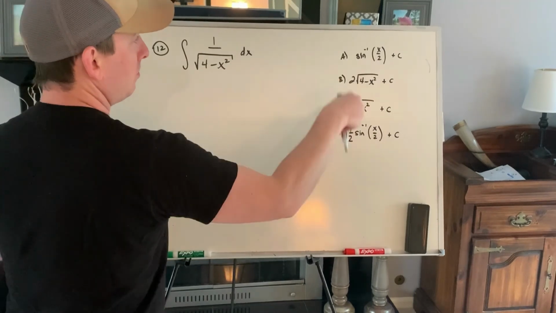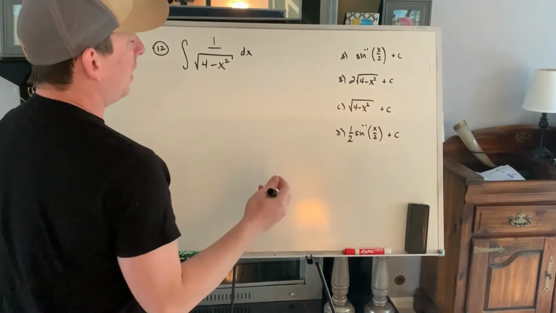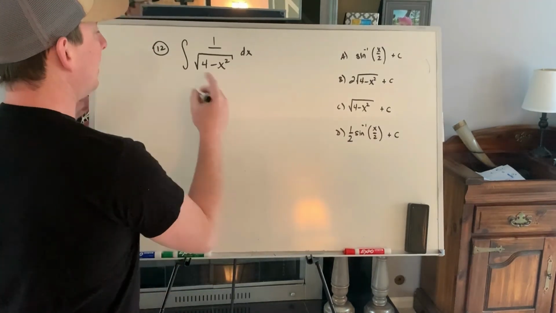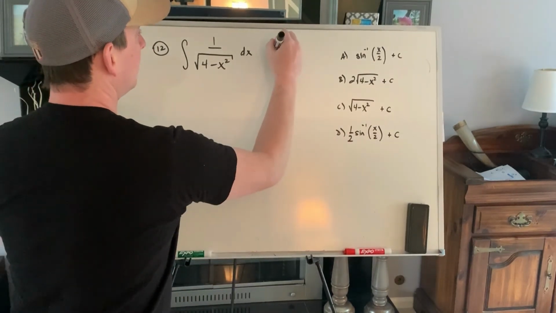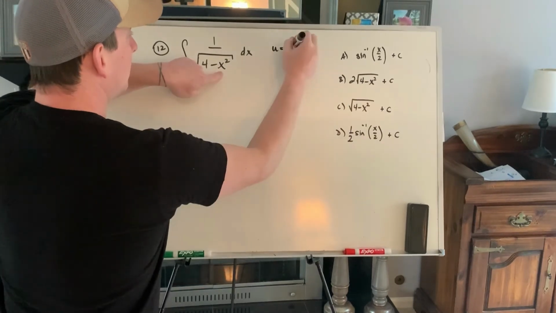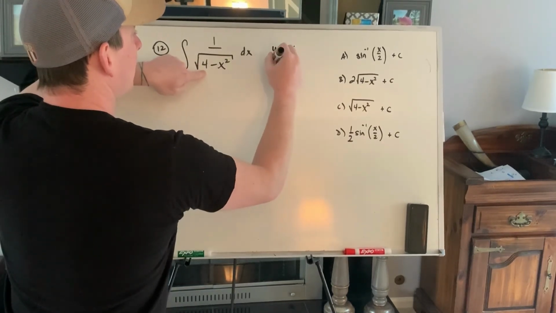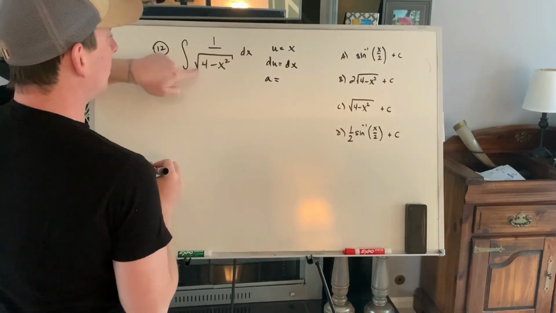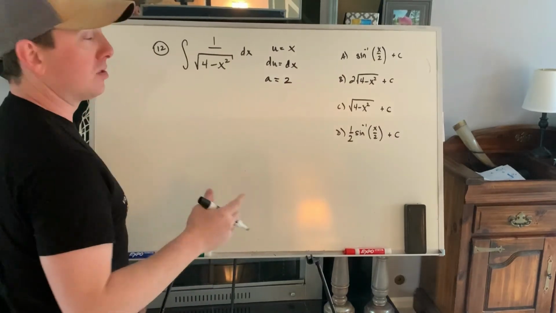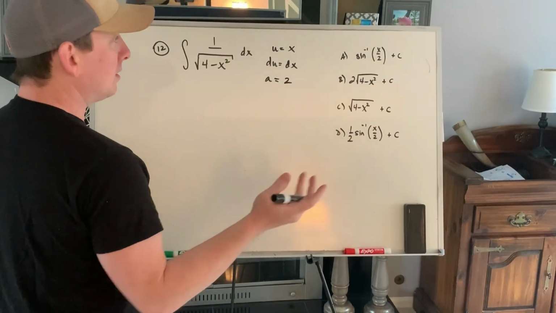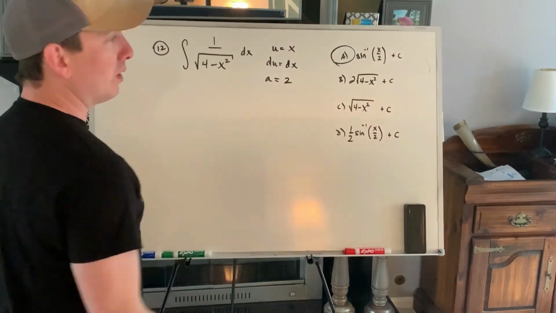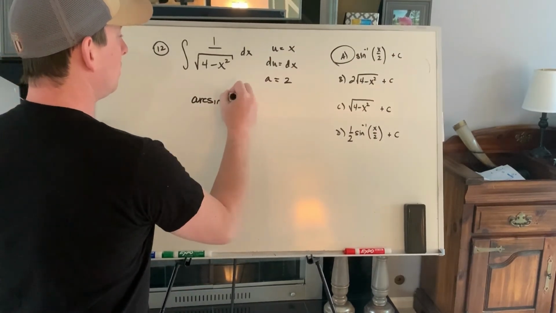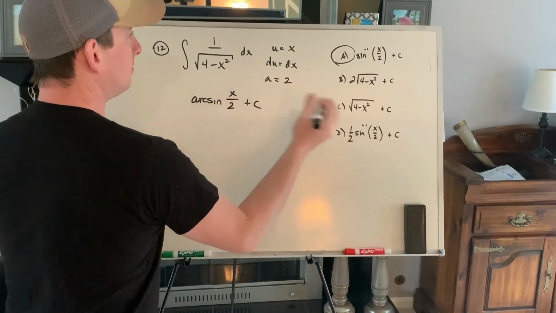The answers should give you a hint. You're probably going to try to make it fit the arc sine mold. So if it's going to fit the arc sine mold, then u would be the square root of this term, and that means du would be just dx, and a would be the square root of this term, so that's 2. And as long as you remember the arc sine formula, you go right to the answer. It's just arc sine of u over a, and you're done.